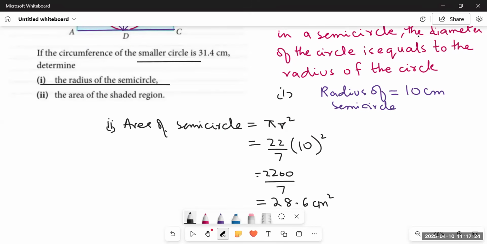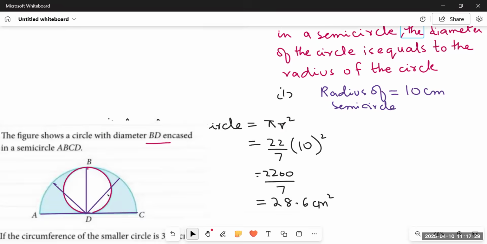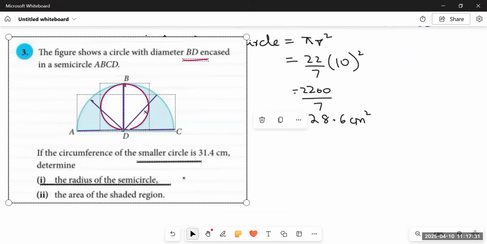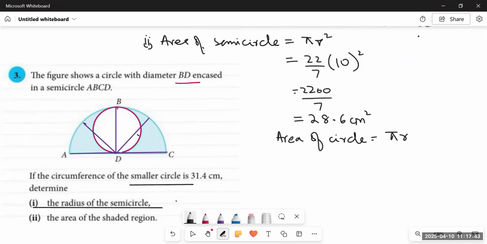So what do we have to do next? We have to remove the area of this circle from this semicircle to find out the area of only the shaded region. Okay, so next what are we going to do? We will find the area of the circle as well. Again, we will use the same formula, that is pi r square. But this time the values would be different. Why? Because the radius of the circle is not the same as the radius of the semicircle. Instead, it's half.